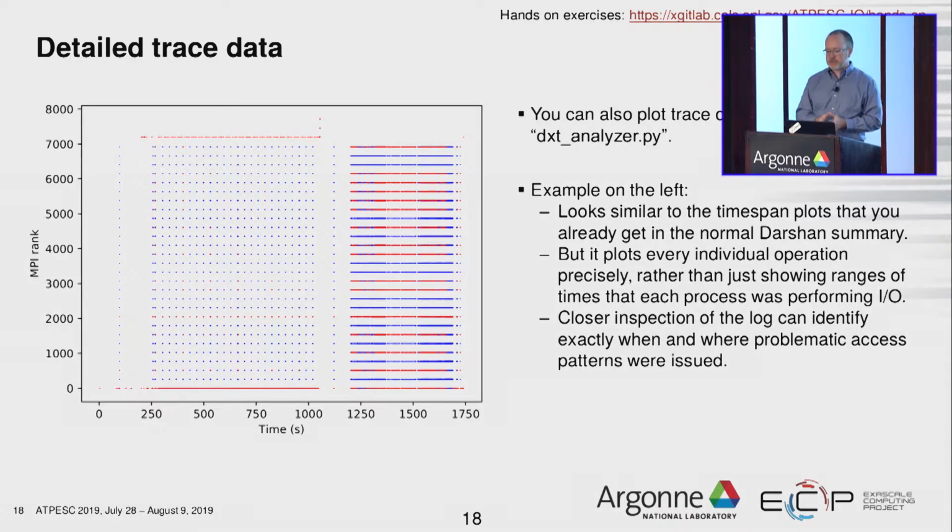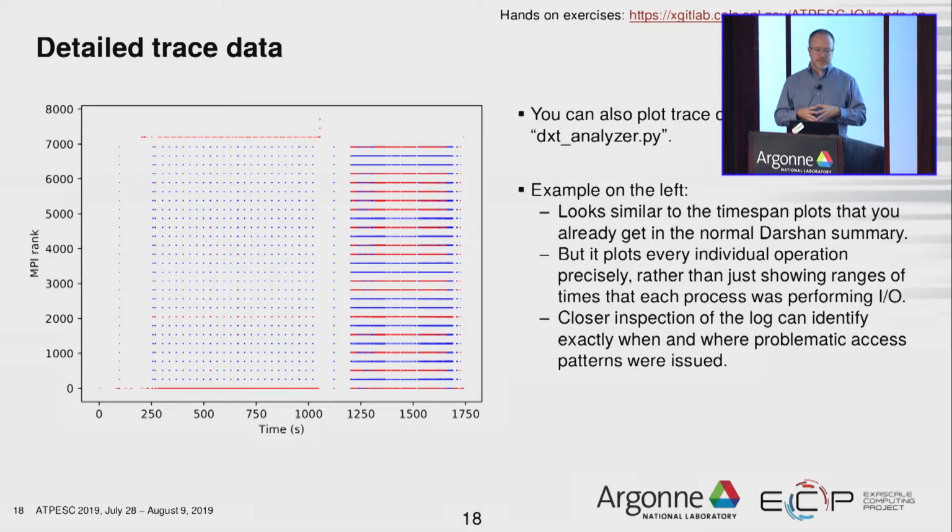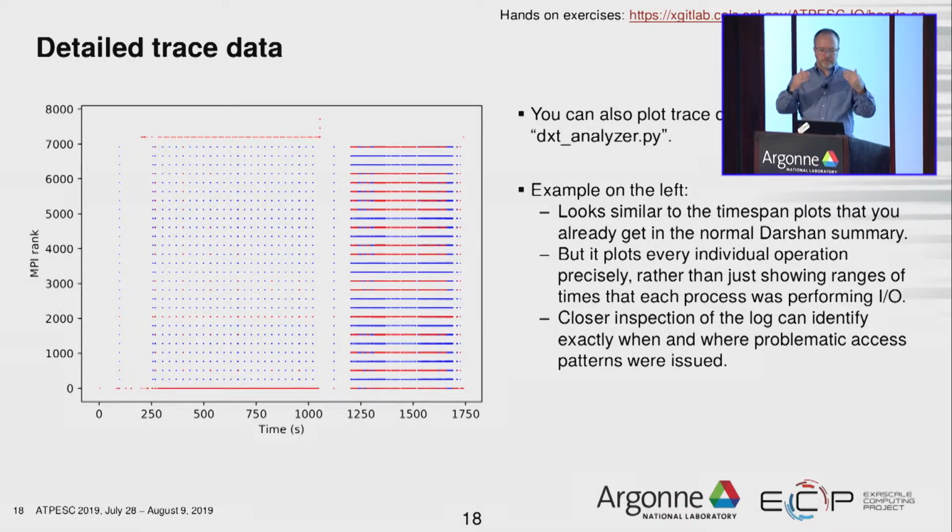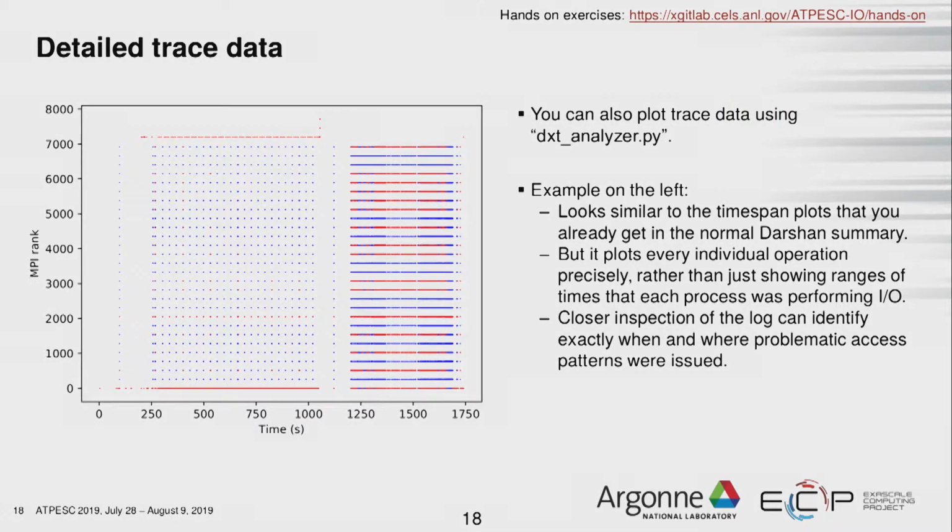That's a lot of information to look at in text format, but we have another summary tool you can run called DXT Analyzer. DXT Analyzer will take the data from a tracing-enabled Darshan log and turn it into something like this. So it's the same format as those time span graphs that I was talking about earlier. We have time on one axis and MPI ranks on the other, but it's much more detailed. Every single read and every single write will be plotted on here. And so you might be able to see some more detailed patterns.